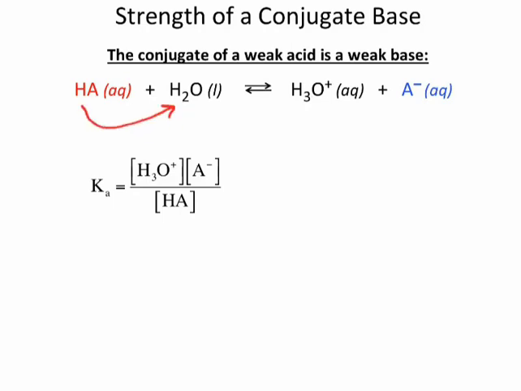And then, well, the A minus is a base. It can accept a proton from the hydronium. And so you have an acid, then it turns into a base, but then the base can do base things, and it can get kind of confusing. So this is what we're here to work out.